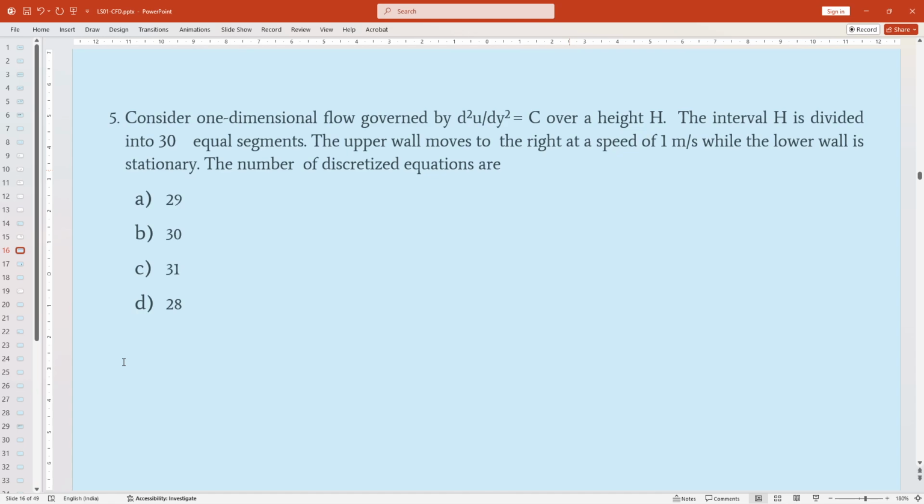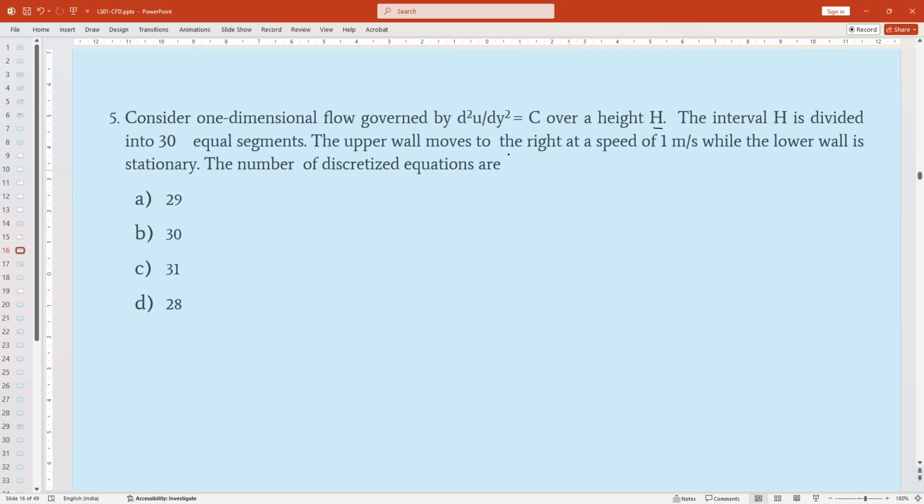Moving on to the next question. Consider a one-dimensional flow governed by d squared u by d y squared equal to c, over a height h. The interval h is divided into 30 equal segments. The upper wall moves to the right at a speed of 1 meter per second, while the lower wall is stationary. The number of discretized equations is: option A 29, option B 30, option C 31, option D 28.